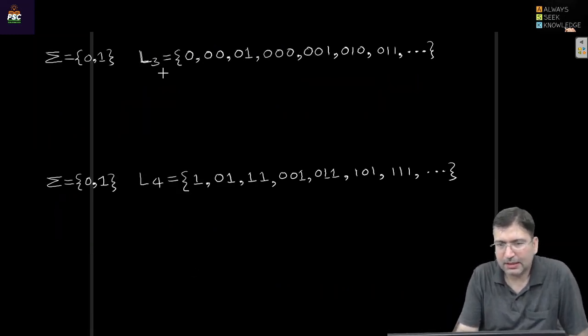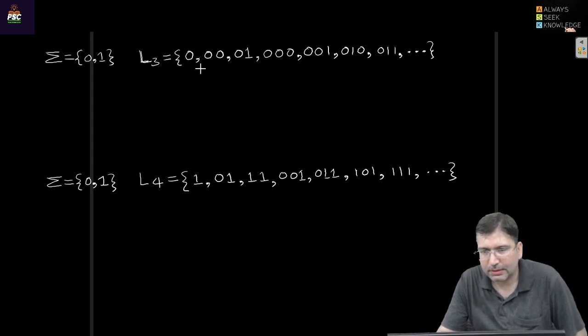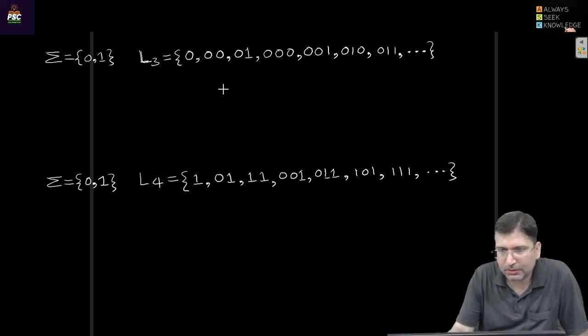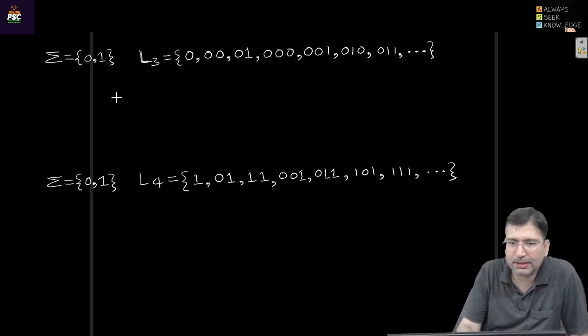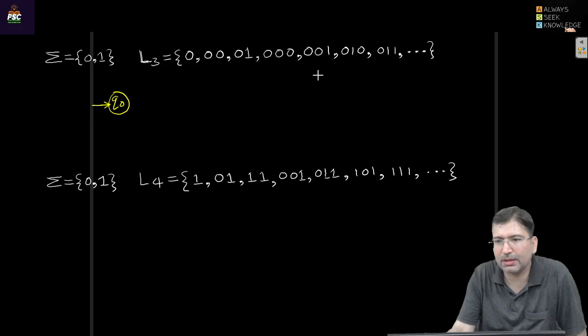Then the next, let's say there is another language L3 which is defined over the alphabet 0 comma 1, and it is generating this particular language. You need to identify the property of this language. If you focus on the very first thing, it doesn't accept epsilon. So that means the initial state should not be a final state. So if I take q0 as the initial state, it is not the final one, it is only the initial one. I will not double circle it because epsilon is not in the set.